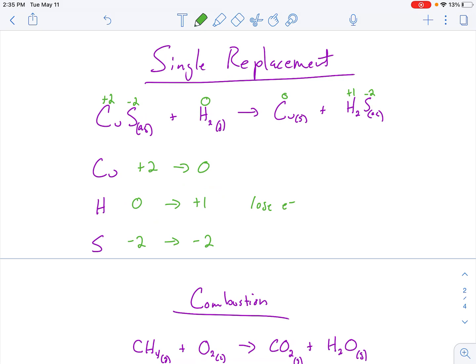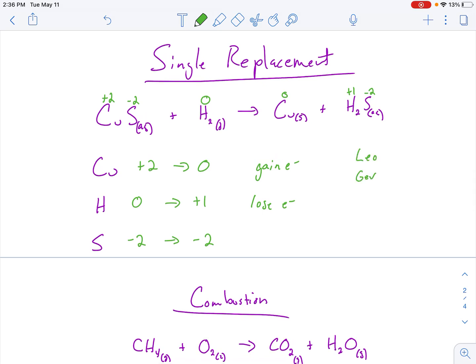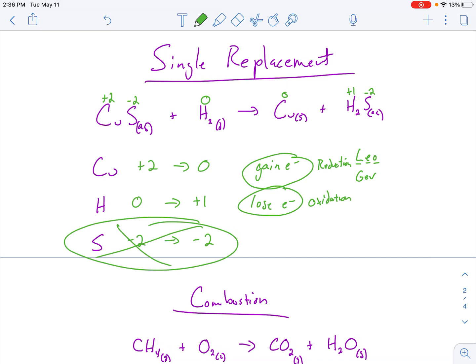And how do you go from +2 to 0? If you have a positive charge and you gain negative things, you would have an overall charge of 0. All right, so we have gain and loss of electrons. We have the transfer of electrons, Leo Ger, loss of electron, oxidized, that's oxidation. Gain of electrons, reduced, that's reduction. So once again, we have the transfer of electrons. This time, hydrogen is losing the electron and copper is gaining that electron. That's how it works. Sulfur, not involved in the redox reaction.